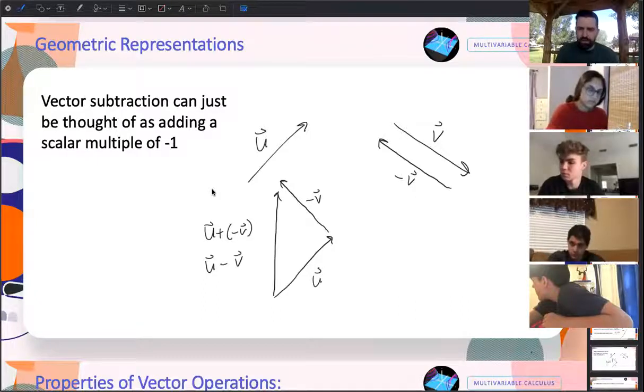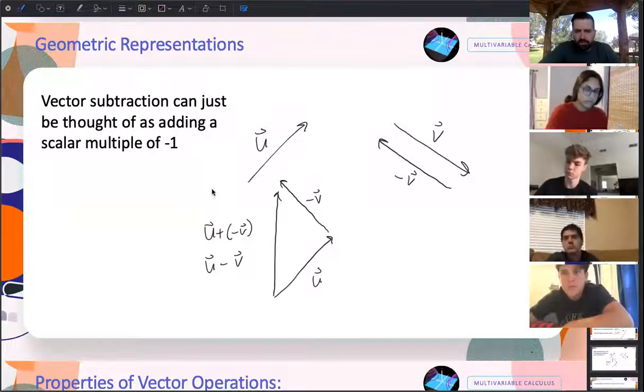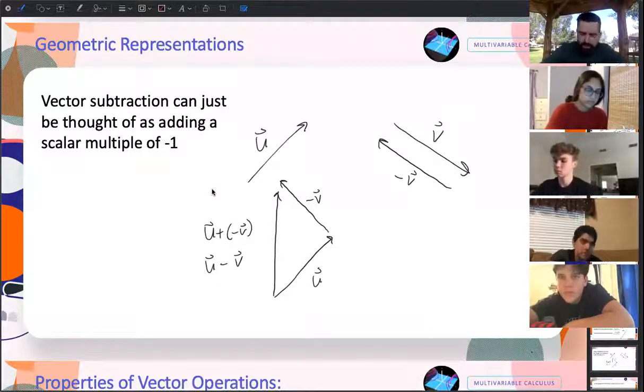So geometrically, that's usually how I would picture subtracting, because otherwise you're trying to put them head to head or tail to tail and make sure you're doing it in the right order. Geometrically, I usually think of adding a negative. But again, analytically, you don't have to think about it at all. You just subtract. So this is only if you're trying to picture it or draw it. Okay.